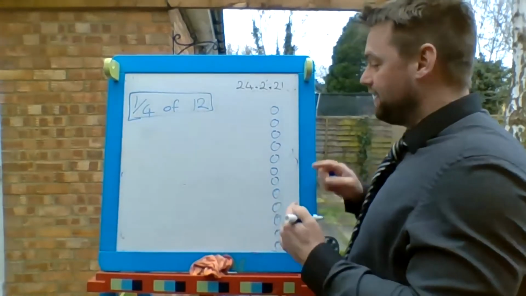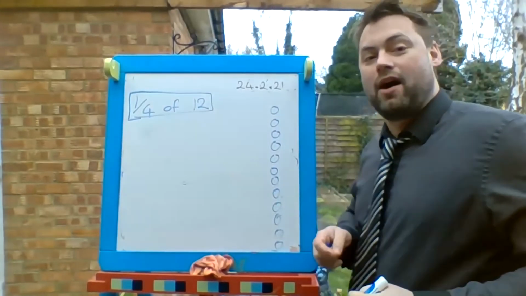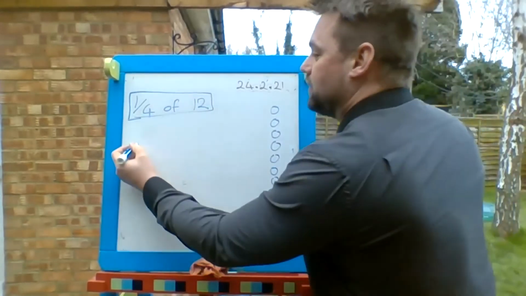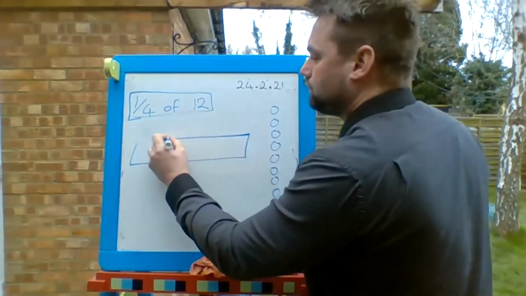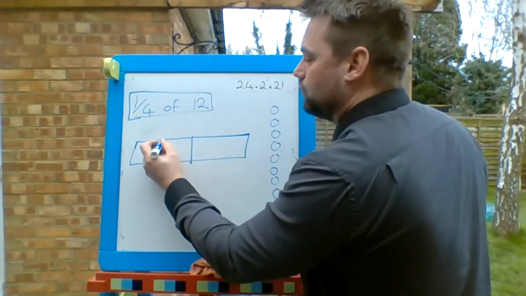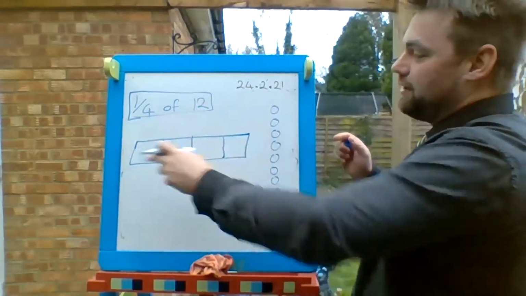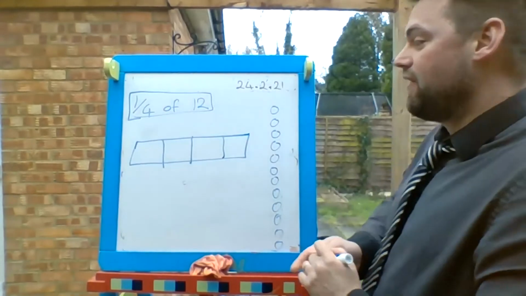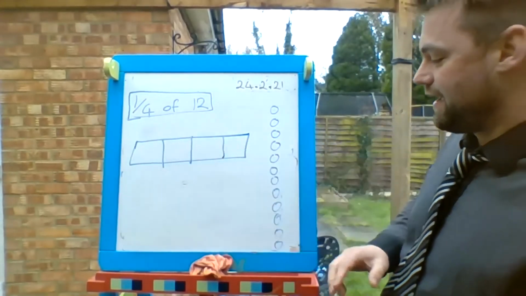Okay, now there's my 12. I know that I need to find 1/4 of 12. So in my bar, I'm going to split my bar into quarters. I'm then going to share out my 12 so that each quarter has the same amount.